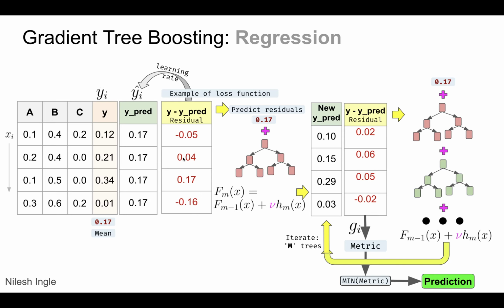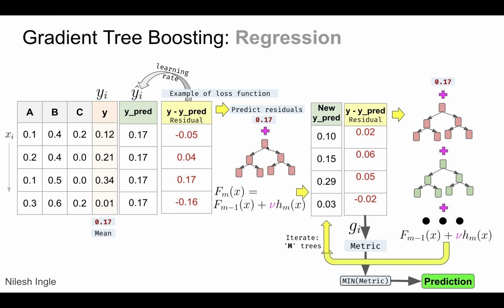Next step is to fit a tree based on these features that predicts the residuals. And once we have that, based on this formula we can add these values. So we have the predicted value which was earlier this, and then we can add the residuals from here to that to get the new predicted values which are shown here.